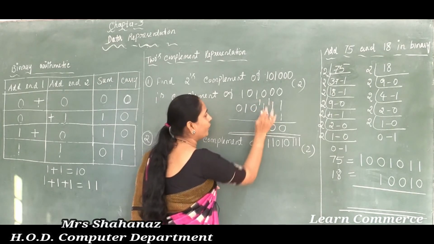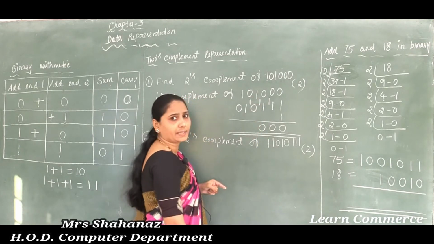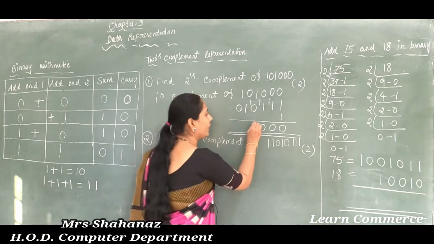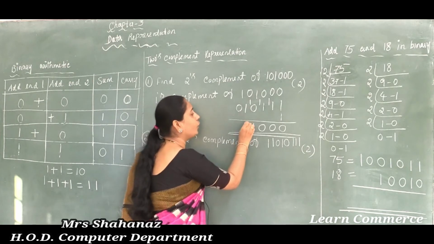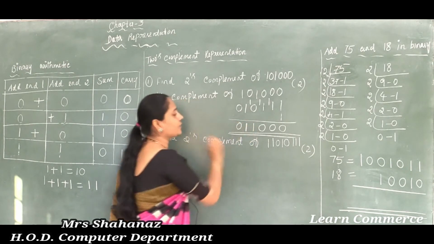So 1 and 1 the value is 10, and again I am going to take the 1 to the next place. When you add 1 plus 0 the value is 1. Clear this point here? The value is 1, but here there is no value, so as it is I am going to write 1, and later the next one also has no value.